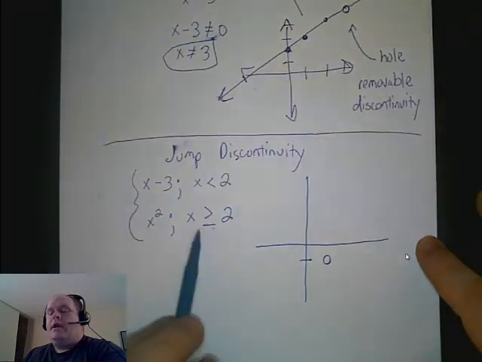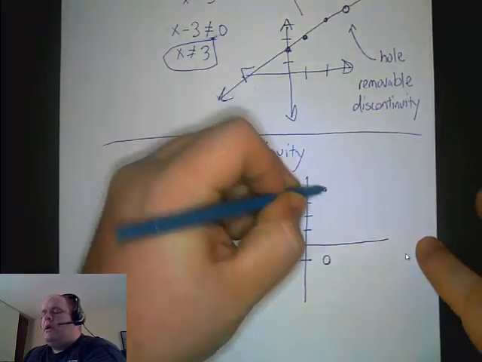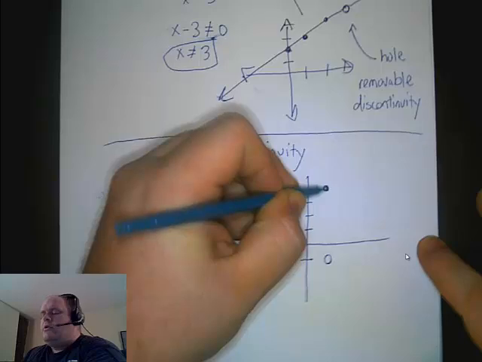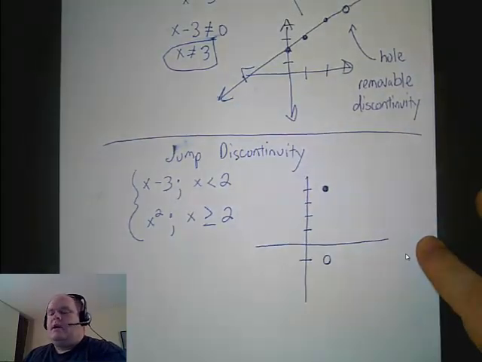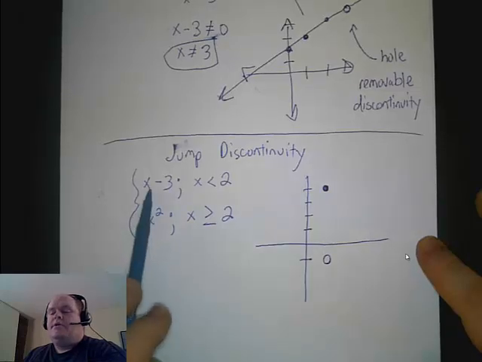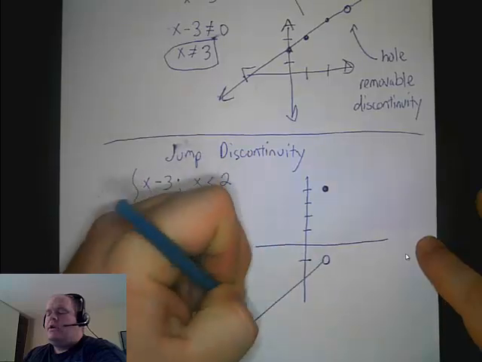If I plug in 2 into x squared, I get 4. And there's going to be a closed circle. All right, the graph actually exists there. It does not exist there. And then since this part, x minus 3, has a slope of positive 1, the graph's going to go off in this direction.